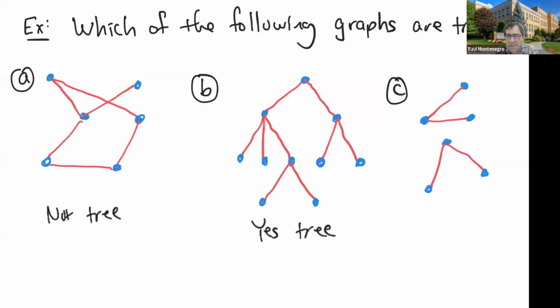And then look at graph C. Well, this one has no cycles. If you pick somewhere to start and you move around, you'll never get back to where you started without repeating something. However, it is not connected. If you look at the top and then you look at the bottom, it is not possible to get from A to D by just following these edges.